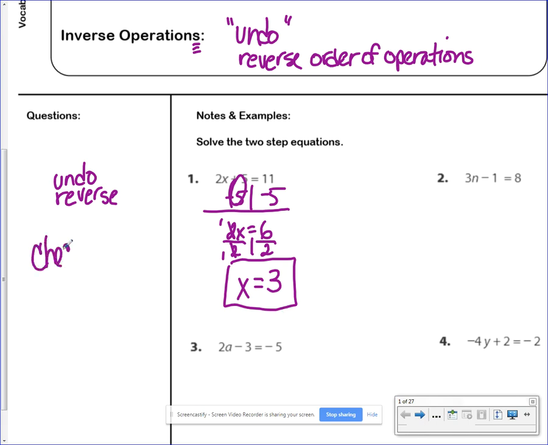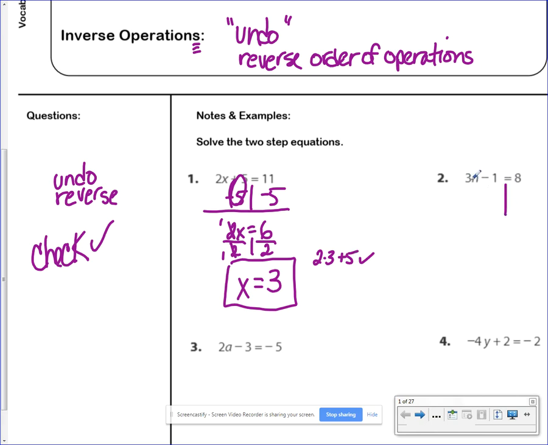Check your answer. Very critical now. You have a calculator in your hands. If I say x is 3, you have to take 2 times 3 and then add 5. Does it give you 11? If your answer is correct and you've got the right solution, it works. All right, let's look at number 2, way over here.